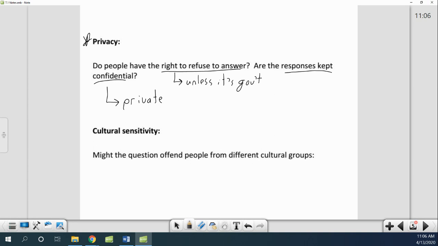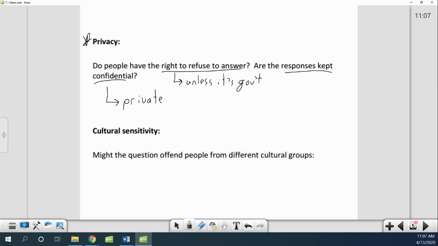Now, are you allowed to keep that stuff confidential is another question. It depends on the field you're in or the branch you're in. So generally try to avoid that stuff, but it's a lot of red tape and bureaucracy to actually research stuff like that, which makes it difficult. But keeping responses confidential would be part of that.